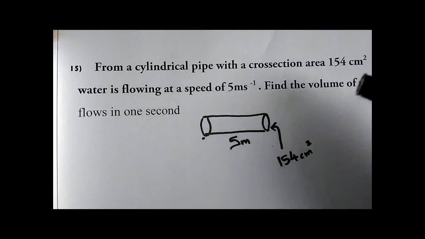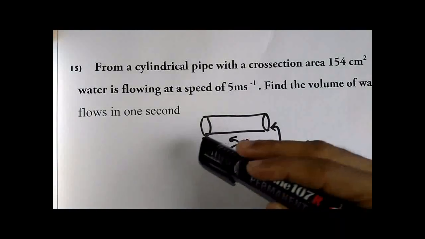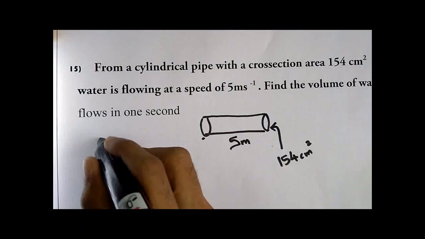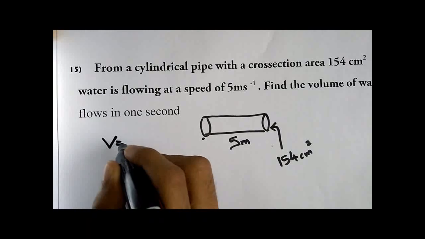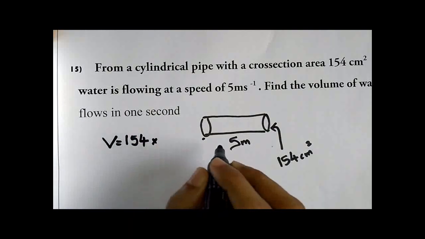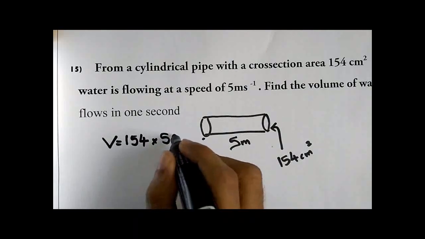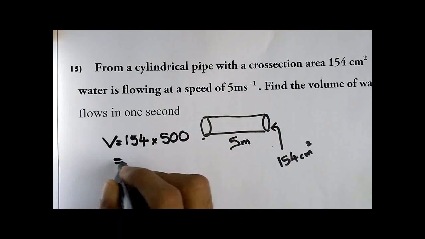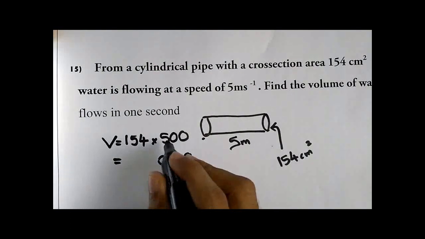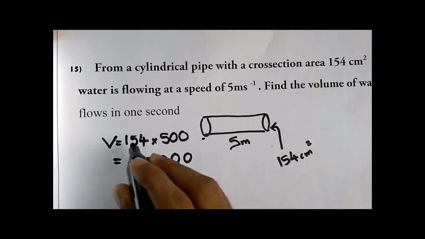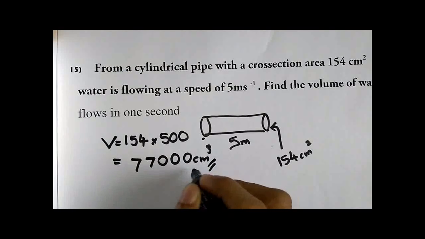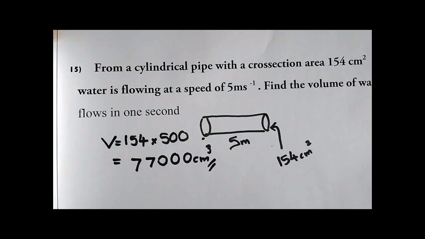But they are asking to find the volume of water that flows in 1 second. So we just have to consider the length as 5 meter. That's enough. Now they are asking the volume. So the volume equals the cross-section area they have given in centimeter squared, so 154, and 5 they have given in meters, so it's better to convert that into centimeters, so 500. Now we just have to simplify this. 0 0, 5 4s are 20, 2 remaining, 5 5s are 25, 27, 2 remaining, 5 1s are 5 plus 2, 7, and cubic centimeter. So 77,000 cubic centimeters. So that's the answer.